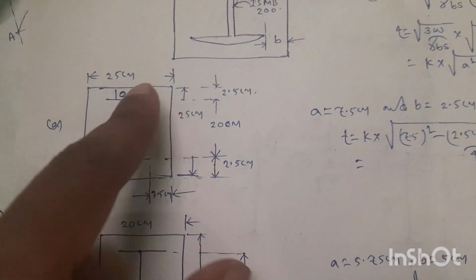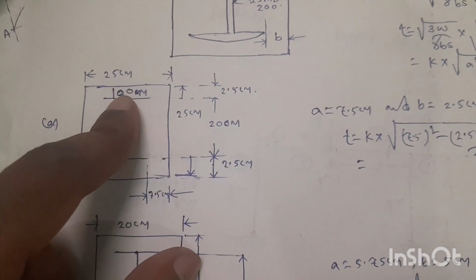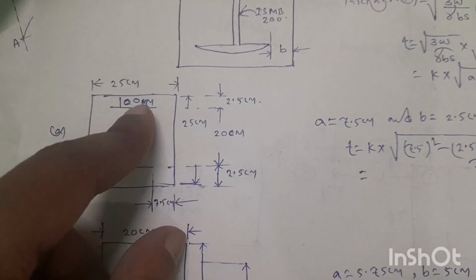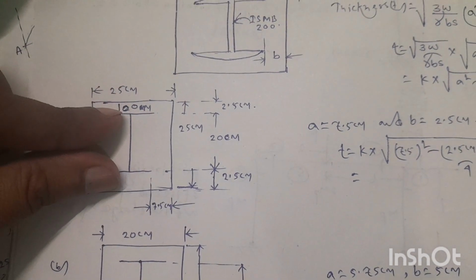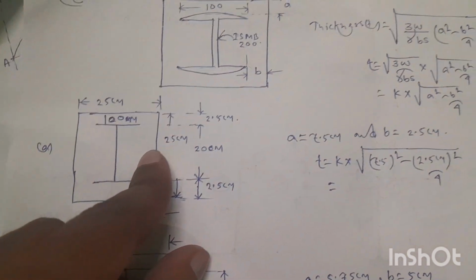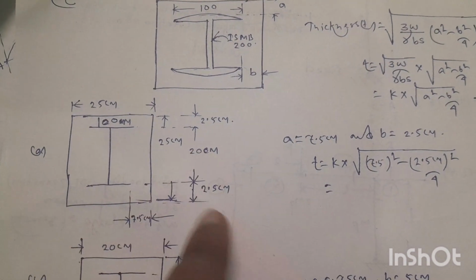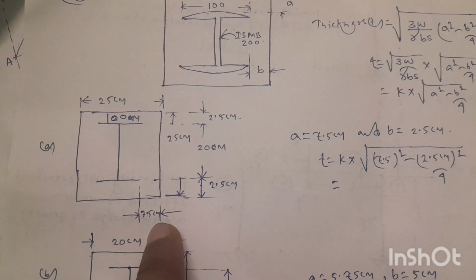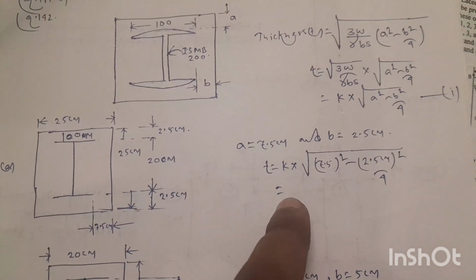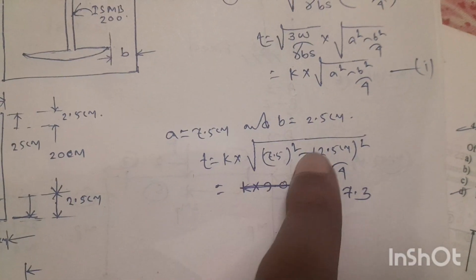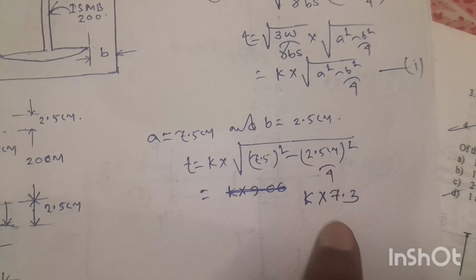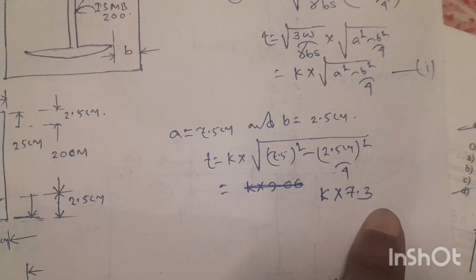For arrangement 1, this is the column, this is the base plate of size 25 cm by 25 cm. The column has a flange of 100 mm and a height of 200 mm. So A is the longer projection. This A will be 7.5 cm and B, the shorter projection, will be 2.5 cm. So if we calculate, T will be equal to K into root over of 7.5 square minus 2.5 square by 4. So it will be K into 7.3.